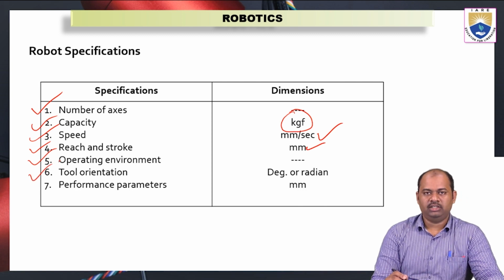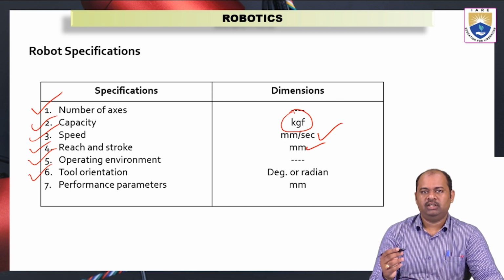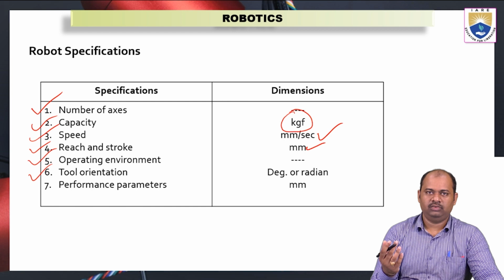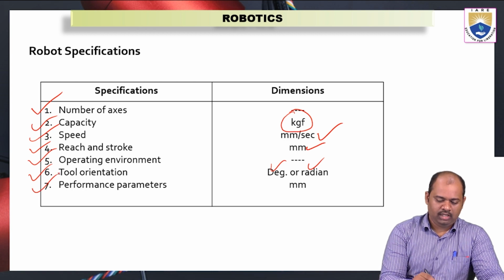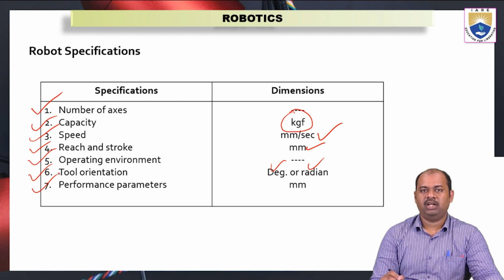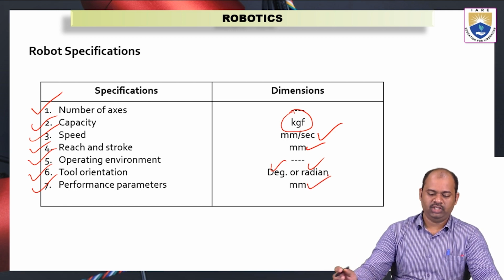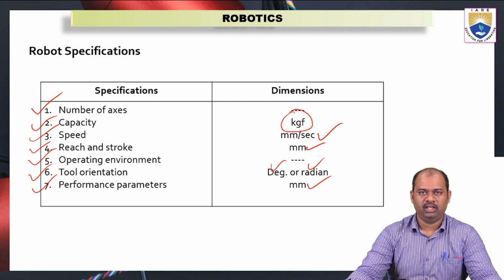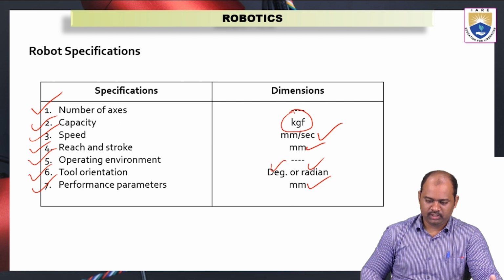Next one is tool orientation. Tool orientation is nothing but the angle at which the tool can rotate. This is calculated in degrees or radians. This is the rotation about which the tool can rotate. And performance parameters are parameters calculated for the robot about which it can work, and these are calculated in millimeters. So these are some of the robot specifications by which we can select a robot for a particular purpose. Now we'll go to the next slide.